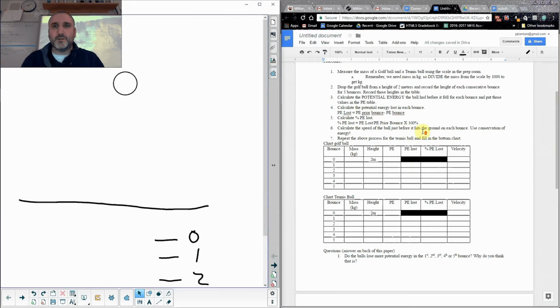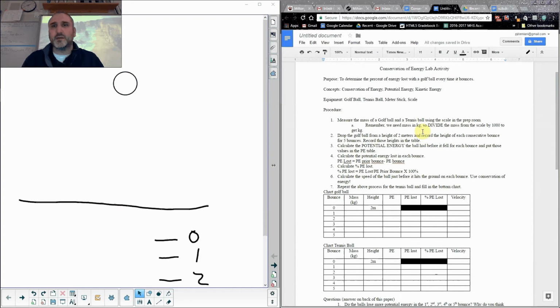So I have here on the right side what the lab looks like, and I have here on the left side sort of what you're going to be doing. And I hope that it'll make sense. So the entire idea here is you're going to prove, using conservation of energy, how much energy gets lost with every successive bounce of a ball. And then we'll talk next week about what actually happens to that energy. But we're going to look at the procedure, so read on with me.